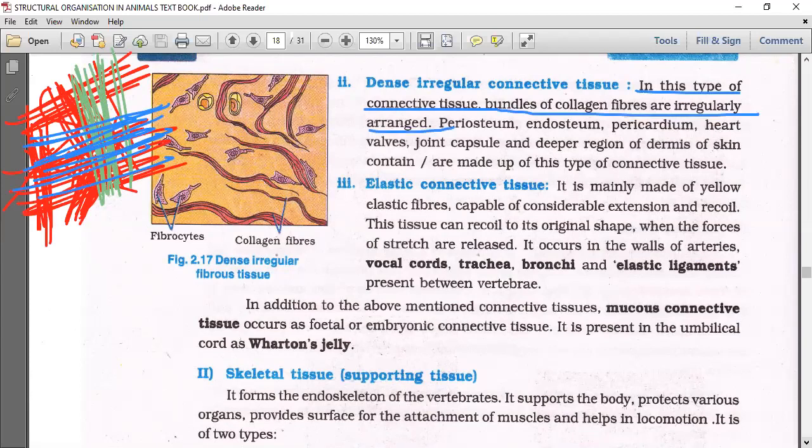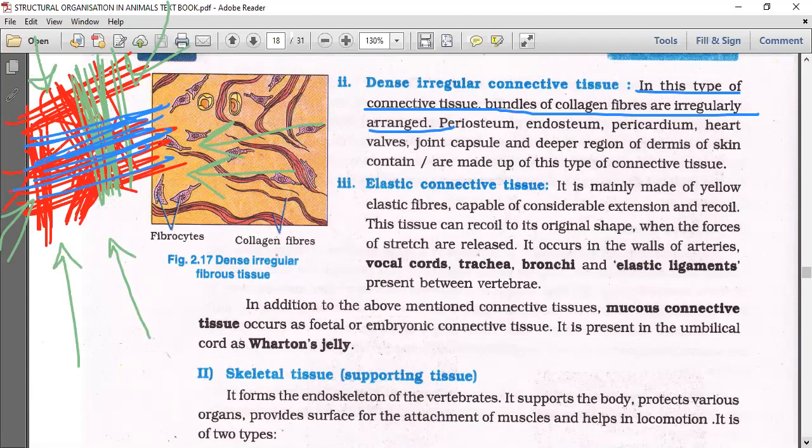What is the advantage of this irregular arrangement? They are going to be stretch resistant in all directions, from this direction, from this direction, from this direction. In any direction, they are going to be stretch resistant. They can tolerate the stretch force from all directions. So that is the advantage of being irregular.